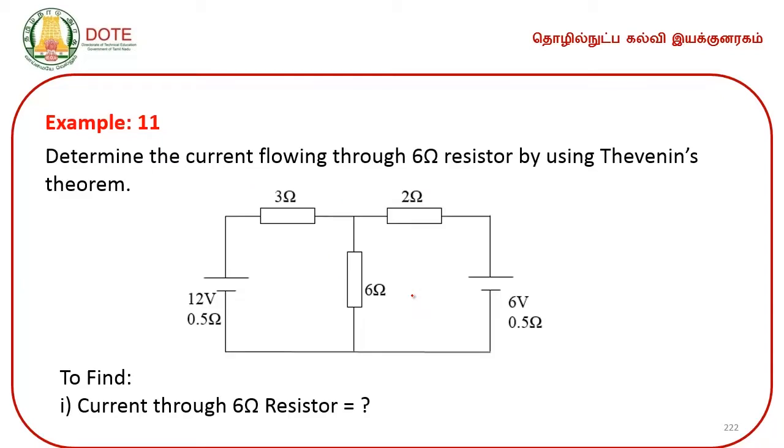Determine the current flowing through the 6 ohms resistor by using Thevenin's theorem. Here this problem is entirely different from the previous one, for the fact that in the previous problems we did not have any internal resistance for the battery, whereas here the 6 volts battery has an internal resistance of 0.5 ohm, and similarly the 12 volts battery has an internal resistance of 0.5 ohm. So, we need to find out the current passing through the load, that is 6 ohms.